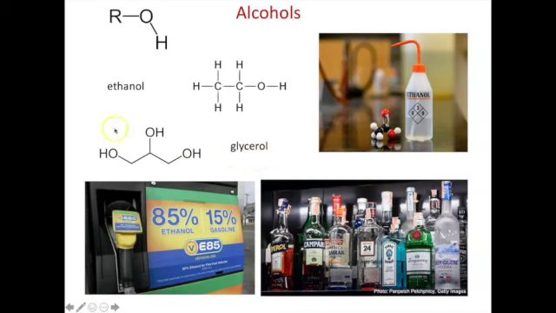The rest of the glycerol molecule, in the line angle drawing, there's 1, 2, 3 carbons, and then the remaining hydrogens, so that all of the carbons have 4 bonds coming out of them. But what's important in the glycerol are these 3 hydroxide groups, these 3 OH groups, or now we're calling them alcohol groups.